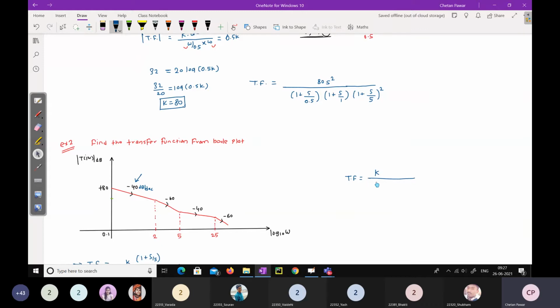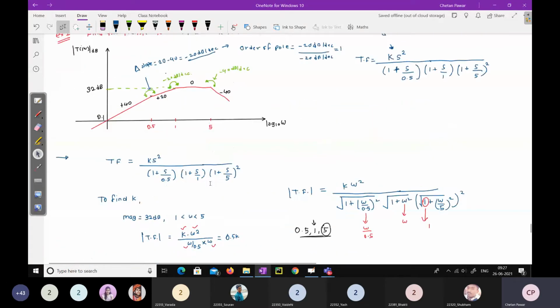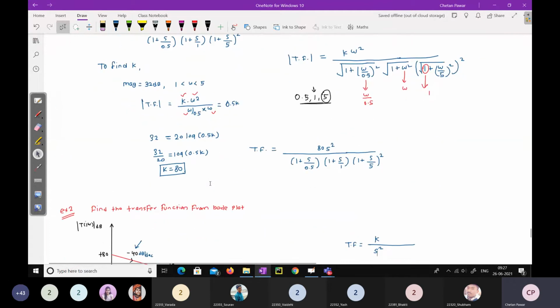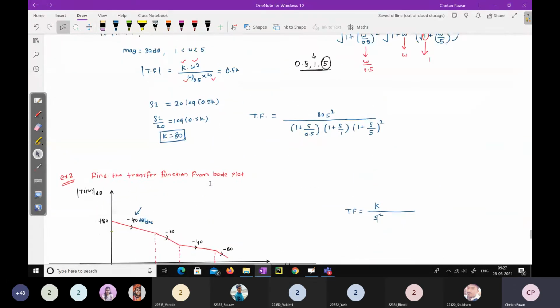There are 2 poles at the origin because the initial slope is minus 40 dB per decade. In the previous example, the initial slope was plus 40 dB per decade, so there were multiple zeros at the origin. Here the initial slope is minus 40 dB per decade.